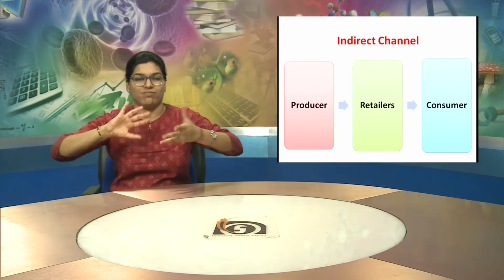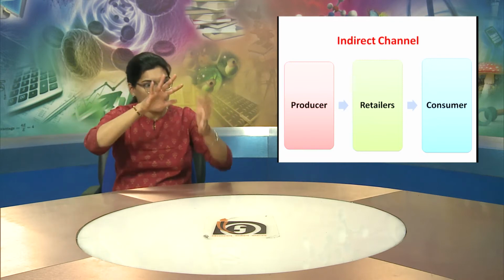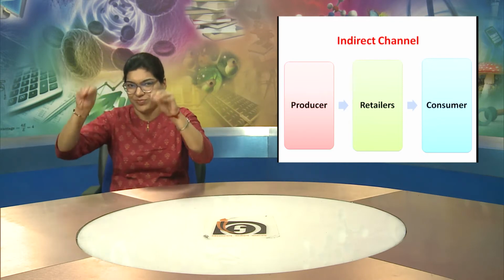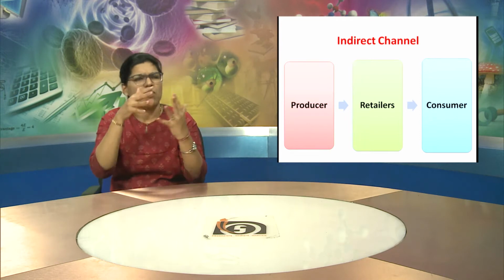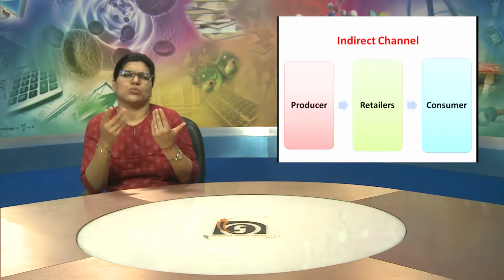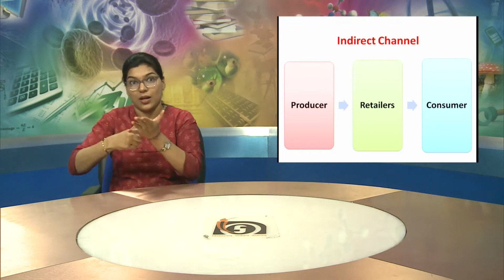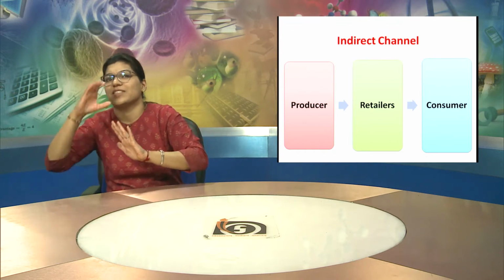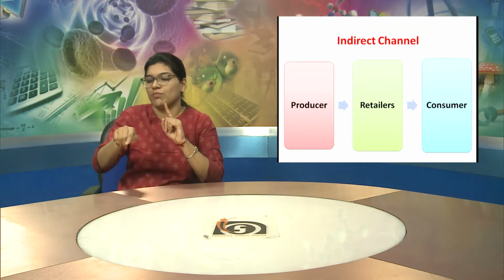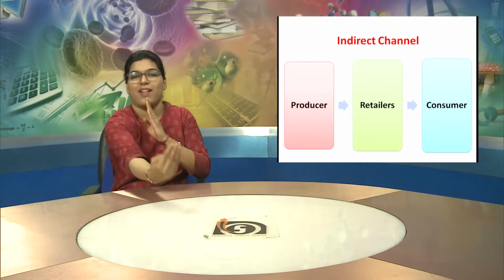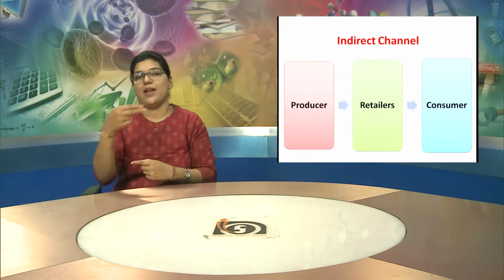You can see the picture over here of indirect channel. There is producer, retailer and consumer. Producer is the one who makes the products, retailer is the one who buys it from producer in small quantity, and consumer is the one who consumes the desired products.